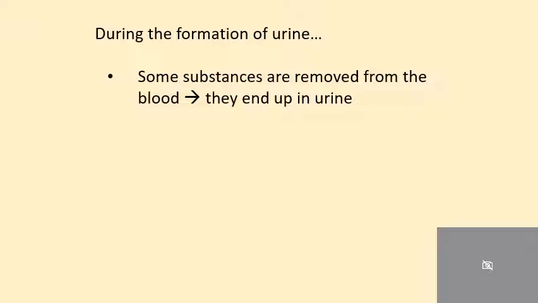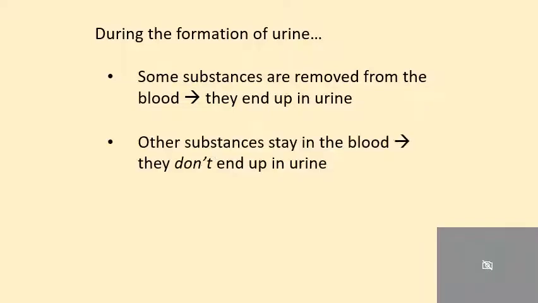So during the formation of urine, some substances, particularly waste substances, are removed from the blood and incorporated into urine. And that's how they get out of the body. That's our body's excretion mechanism. To eliminate wastes is to excrete. Other substances need to stay in the blood. They belong there. We don't need to eliminate them from the body. And the kidneys allow them to stay in the blood.